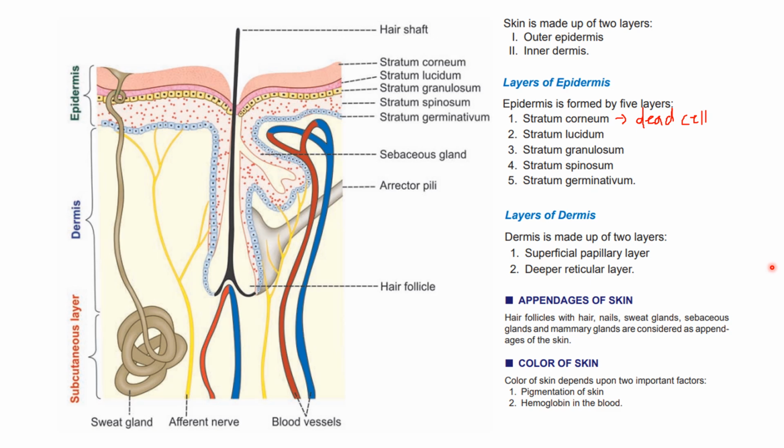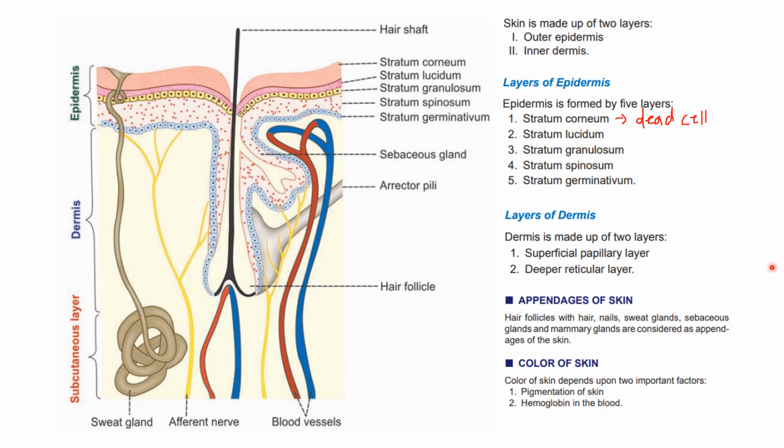So these are the different layers of the epidermis. Now we move on to the dermis. The dermis is the inner layer of the skin. It is a connective tissue layer which is made up of dense and stout collagen fibers.